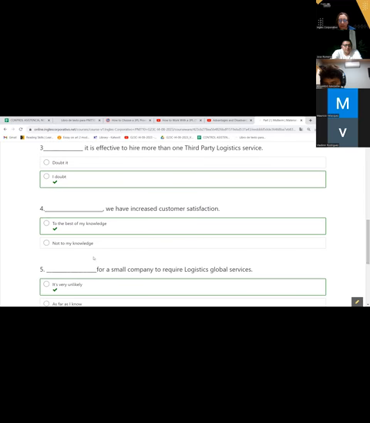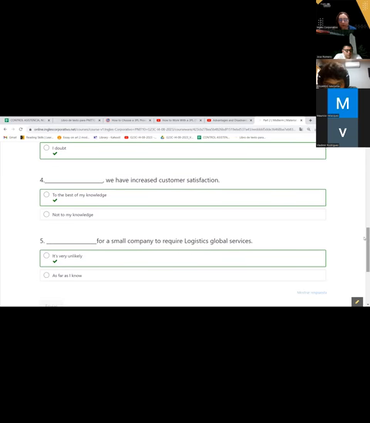Number four. Mauricio, can you help us reading it, please? Yes. To the best of my knowledge, we have increased customer satisfaction. All right, hasta donde yo sé, to the best of my knowledge, we have increased customer satisfaction. Remember, we don't translate literally. Recuérdense que no les vamos a traducir siempre literal, palabra por palabra, las adaptamos, lo interpretamos. Number five, can you help us reading, Vladimir? It's very unlikely for a small company to require logistic global service. Correct. And that would be the answer for number five.